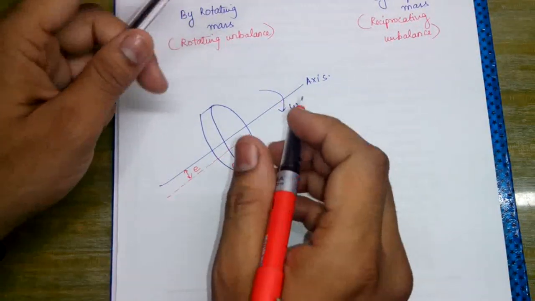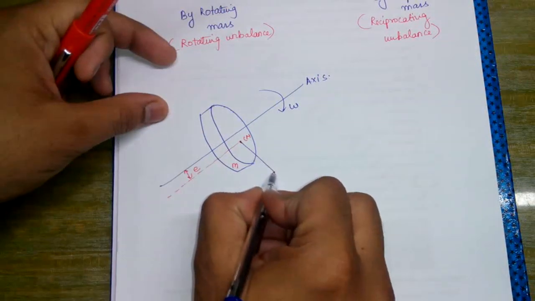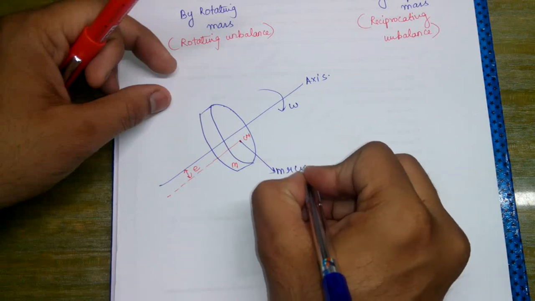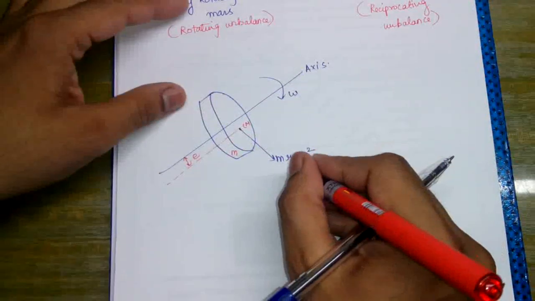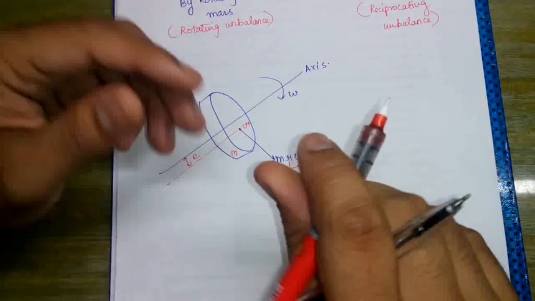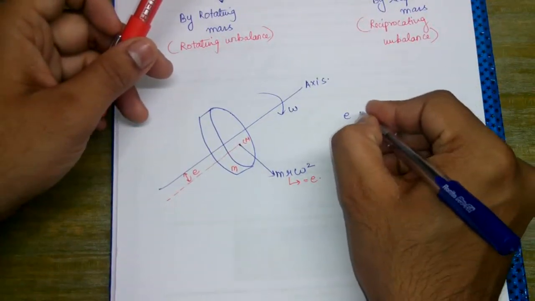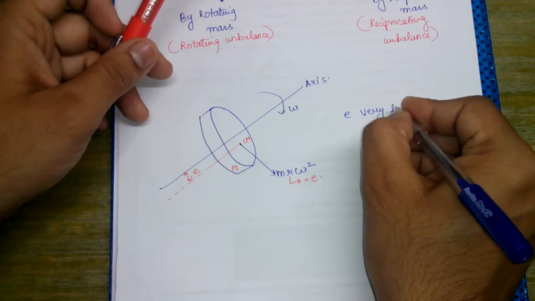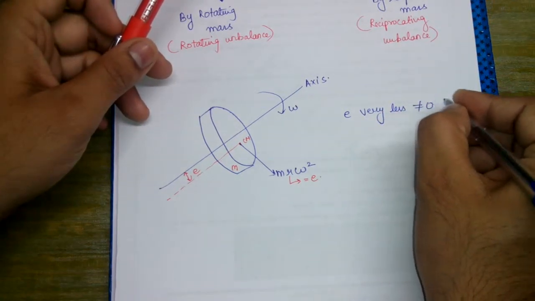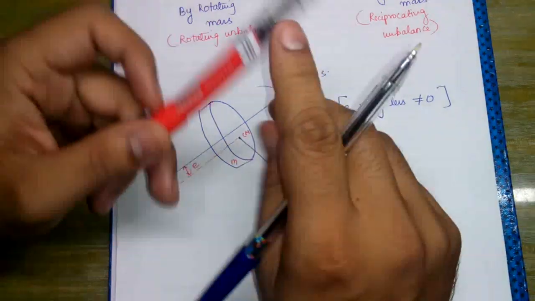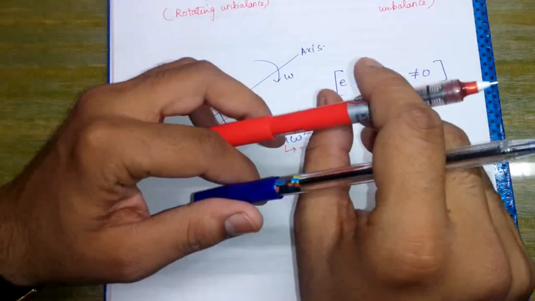This is the disc, and this point will be experiencing m r omega square, such that here r is equal to e. This e, the eccentricity, is very less, but it is not equal to 0.